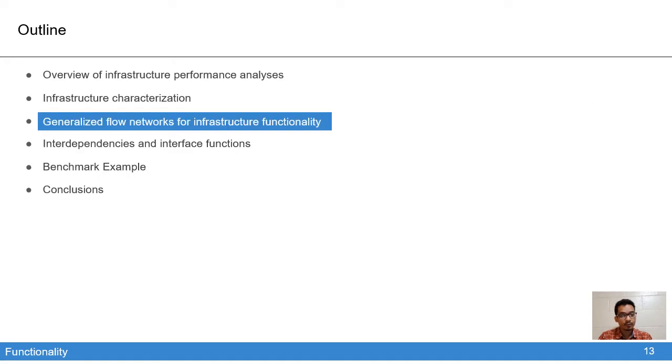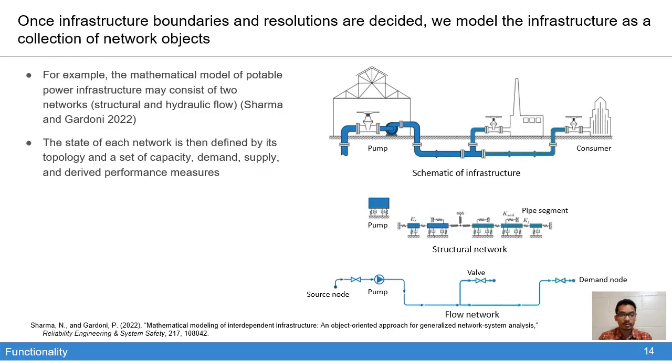We now move on to generalized flow networks for infrastructure functionality. Once the boundaries and resolutions are decided, we model the infrastructure as a collection of network objects. For example, the mathematical model of potable water infrastructure may consist of two networks, structural and hydraulic flow.